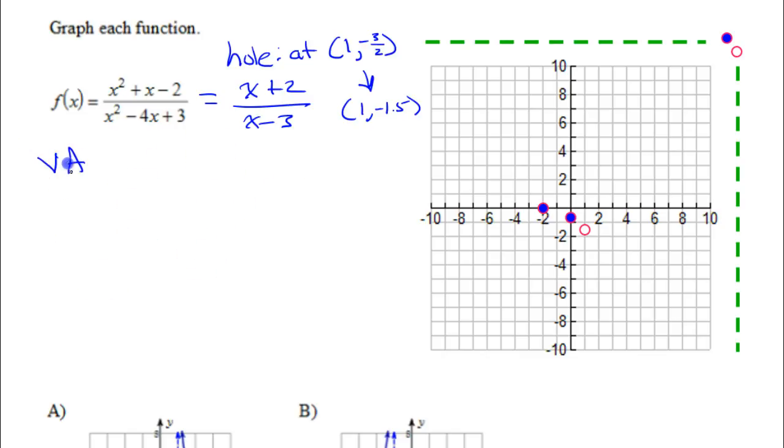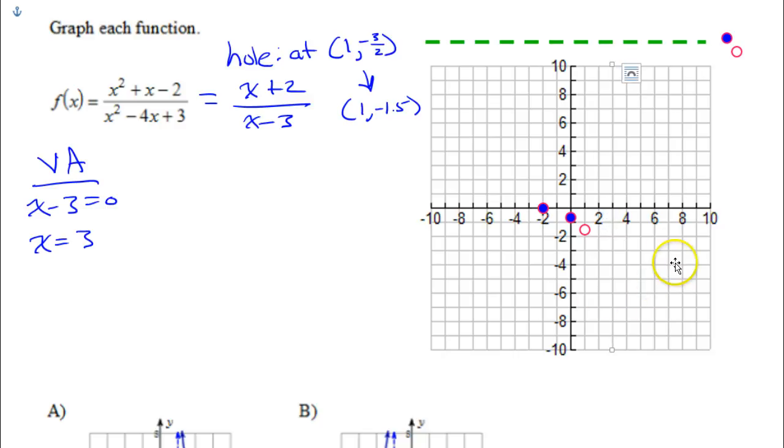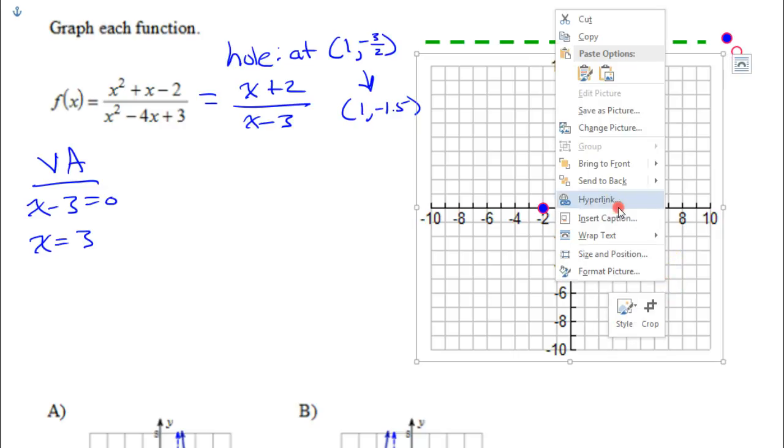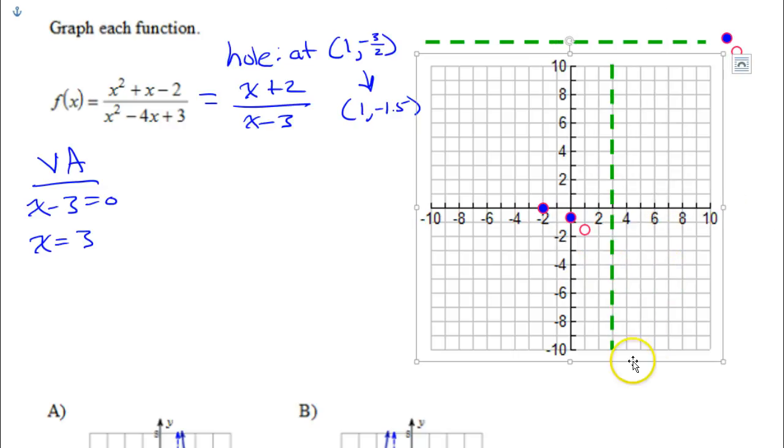Alright, let's talk vertical asymptote. You can get the vertical asymptote by setting the denominator equal to 0. So if I set x minus 3 equal to 0, I will get x equals 3. So that's my vertical asymptote. Okay, so x equals 3 is right about here. Now it seems to be behind that line. Alright, there we go. Now, so that's my vertical asymptote.